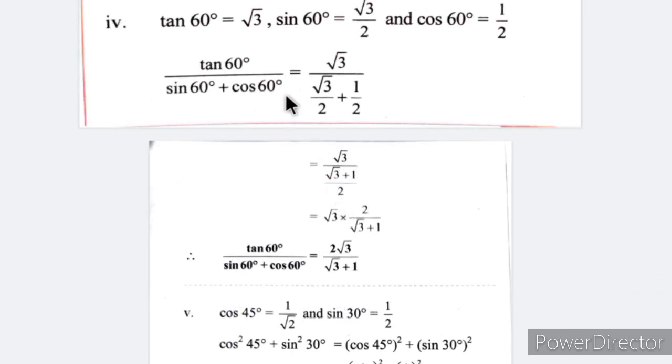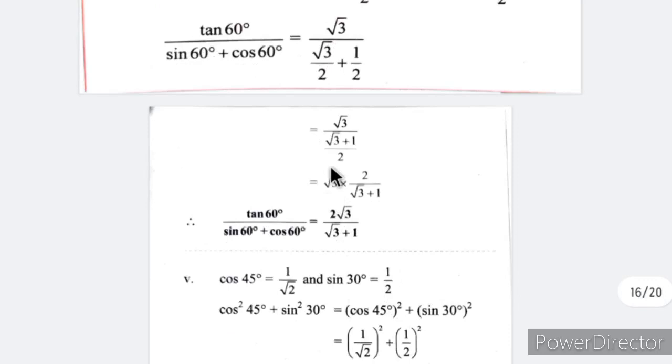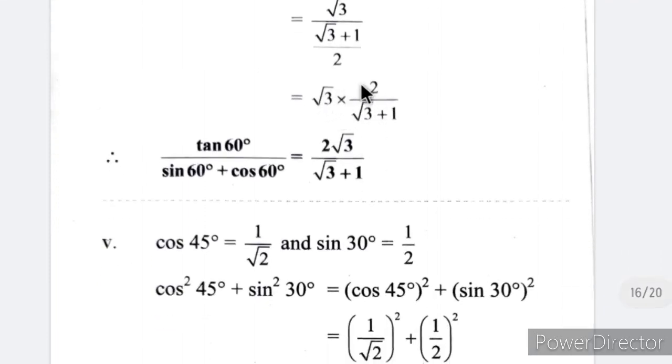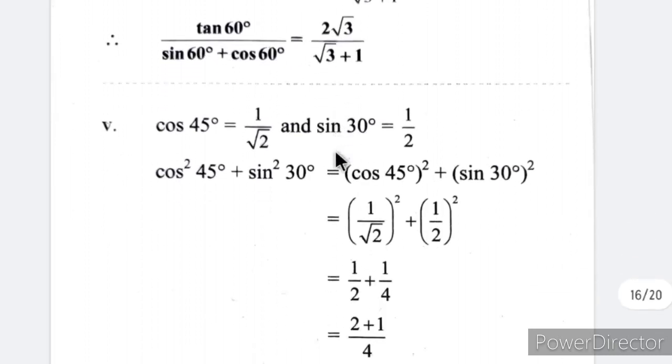Now the denominators are the same, so we can do direct addition. So root 3 upon 2 plus 1 upon 2. Now these two are unlike terms, so we cannot add them directly. So we will take this to here. Now it will convert into multiplication, and it will be reciprocal. So root 3 into 2 upon root 3 plus 1, that is 2 root 3 upon root 3 plus 1, and we get the value of tan 60 degree upon sine 60 degree plus cos 60 degree: 2 root 3 upon root 3 plus 1.